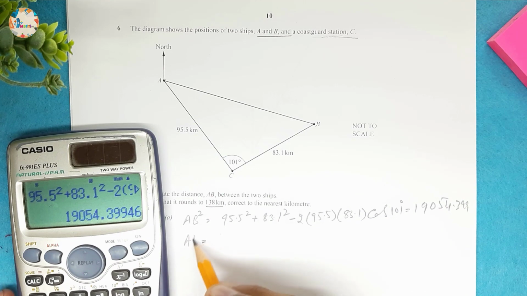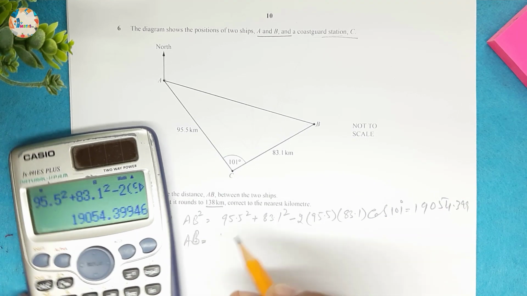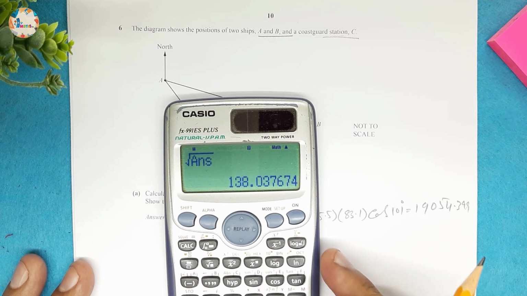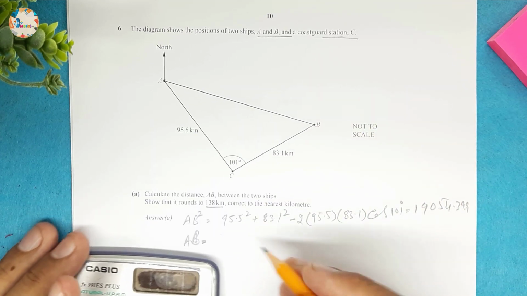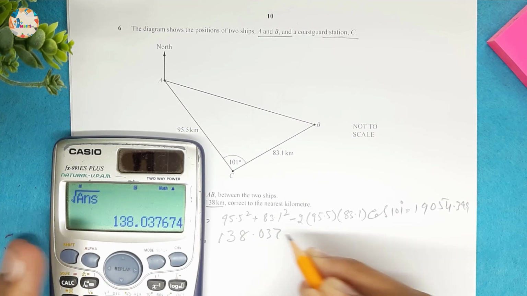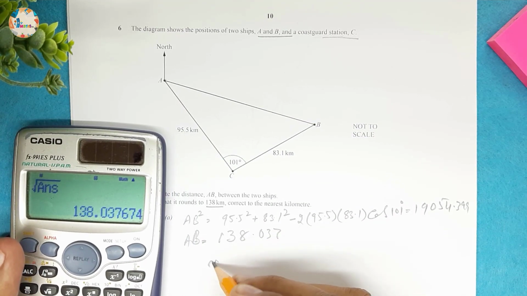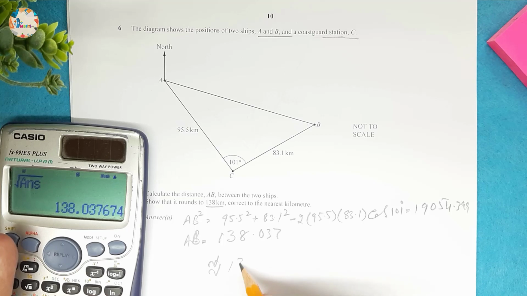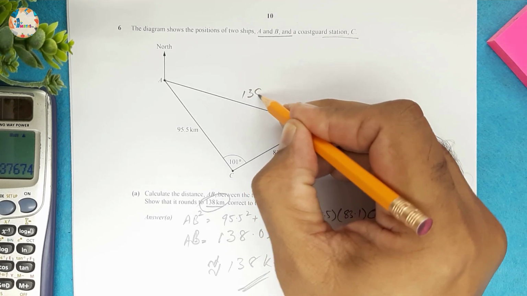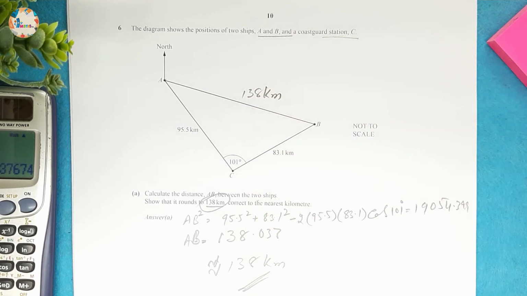So AB will be equal to root of this answer. So root of answer will be equal to 138.037. So rounded to 138. This will be our answer, which is basically required over here. This is in kilometers. So this side is 138 kilometers.